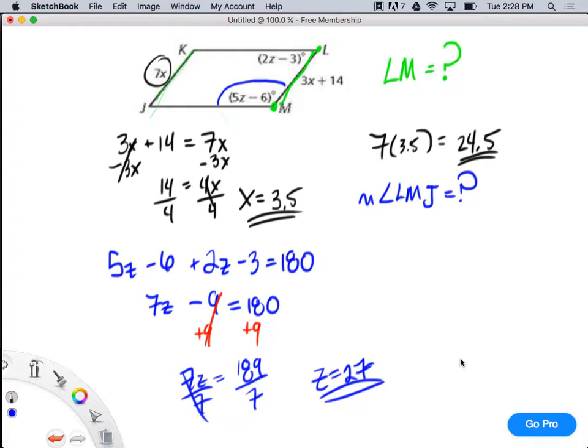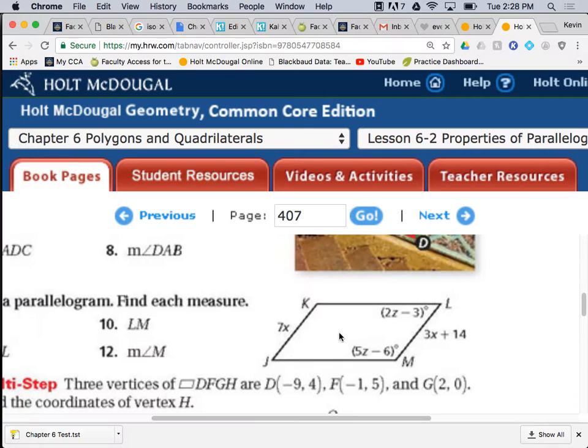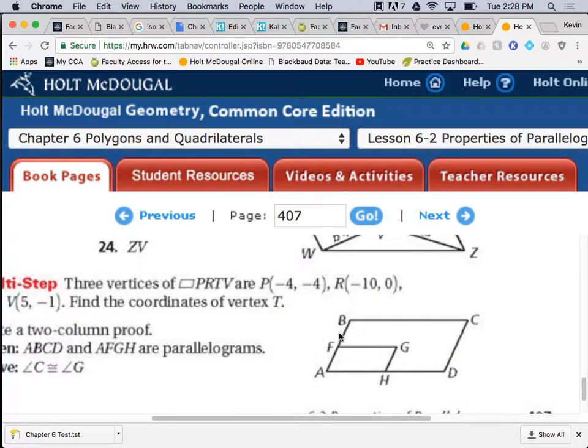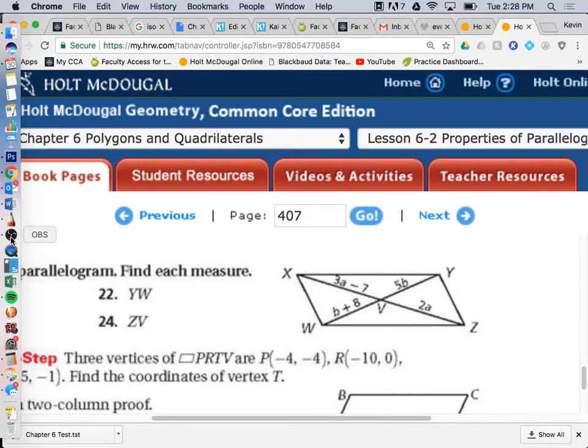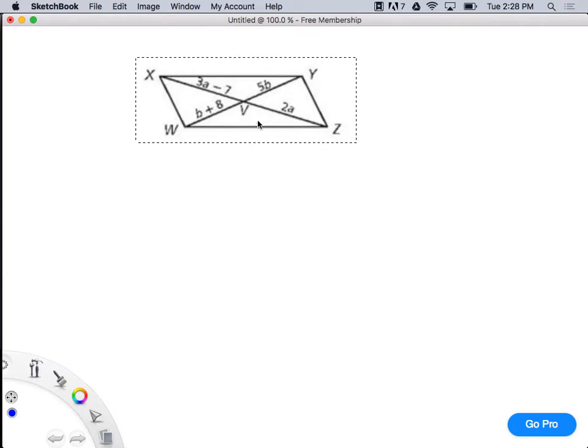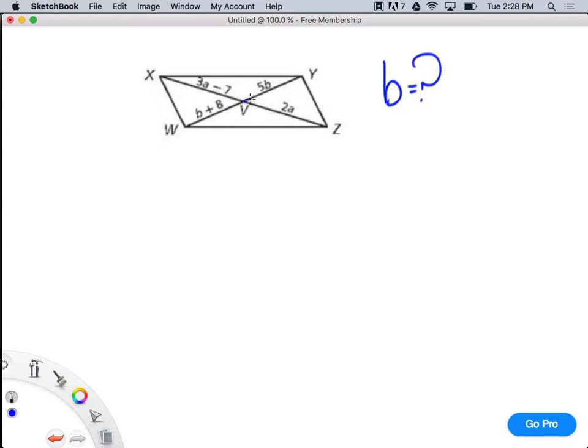All right. And the last thing. The last thing that I'm interested in is this. What do I know about the diagonals of a parallelogram? They bisect each other. So I ask you to solve for b. Well, what do I know about 5b and b plus 8? If it's bisected, then those should be equal. Does that make sense? b plus 8, 5b. So this has to equal that, because the diagonals bisect each other.